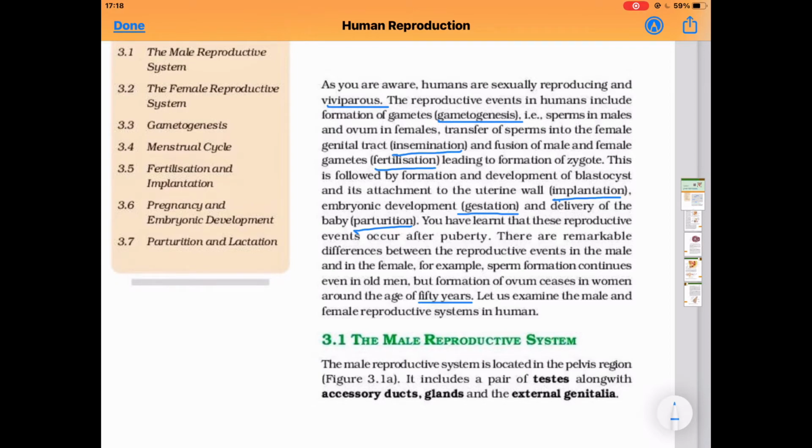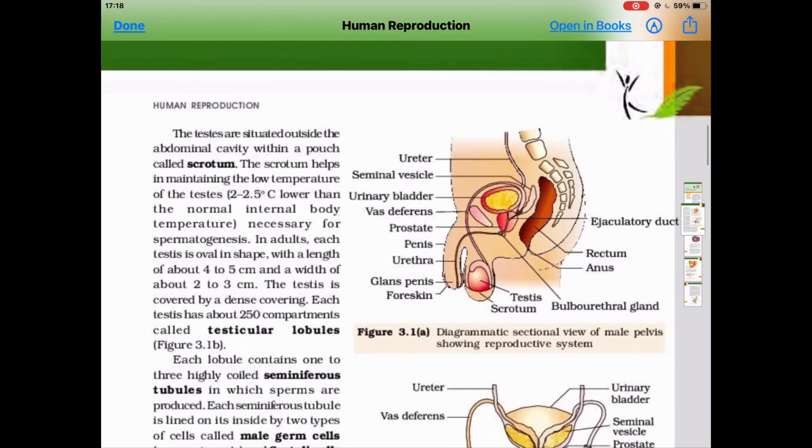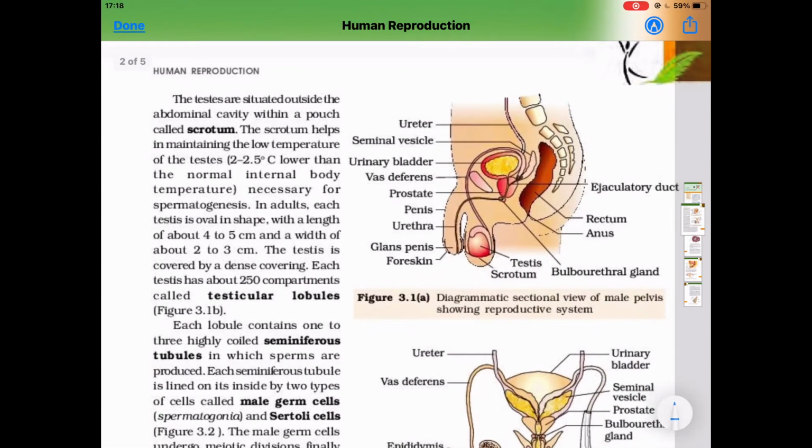The male reproductive system. So the male reproductive system is located in the pelvis region. Pelvis is the hip region. It includes a pair of testes along with accessory ducts, glands, and the external genitalia. The testes are situated outside the abdominal cavity within a pouch called scrotum. Testes are present outside the abdominal cavity in a bag-like or pouch-like structure known as scrotum.